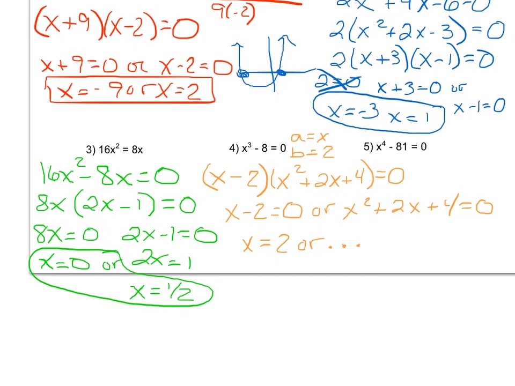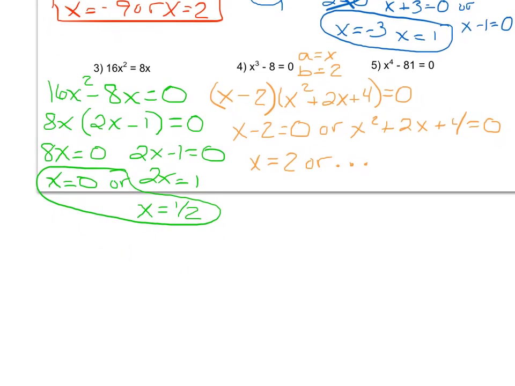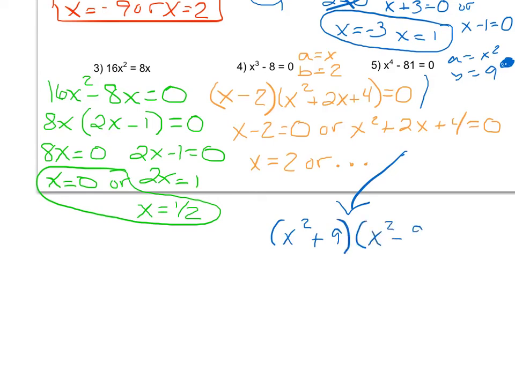And then looking at example 5, it's our last example, if you can hang in for just another minute or two longer. I have x to the fourth minus 81 equals 0. I know that that's factorable. I know that that factors because I get an a of x squared and a b of 9. I'm going to leave that square off. So this is going to factor to be a plus b times a minus b equals 0.